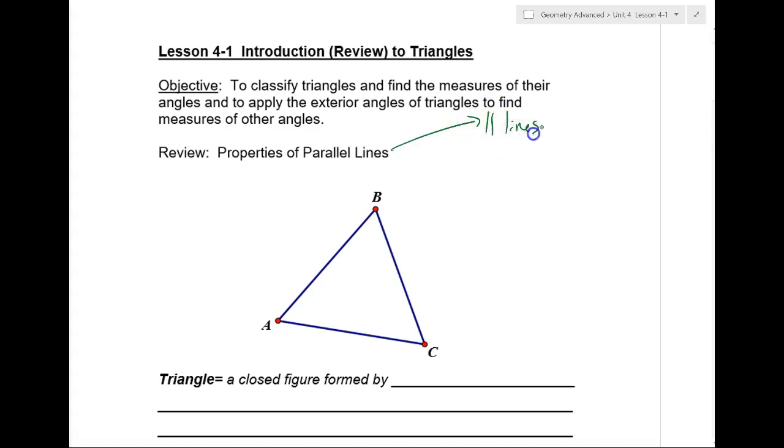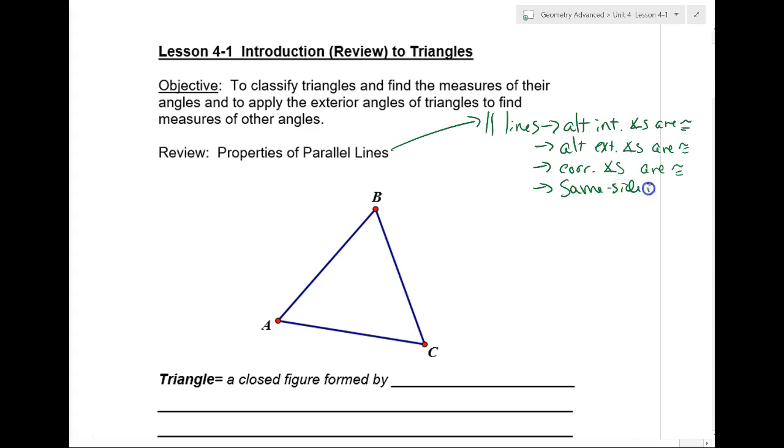If I have parallel lines, what do I know? Alternate interior angles are congruent. All right. What else do I know? Alternate exterior angles, right? Yep. And corresponding angles are congruent. And what was our last one? Same side interior angles are supplementary. Now, the moment you hear the word parallel, those should be the 4 things that go through your mind first.